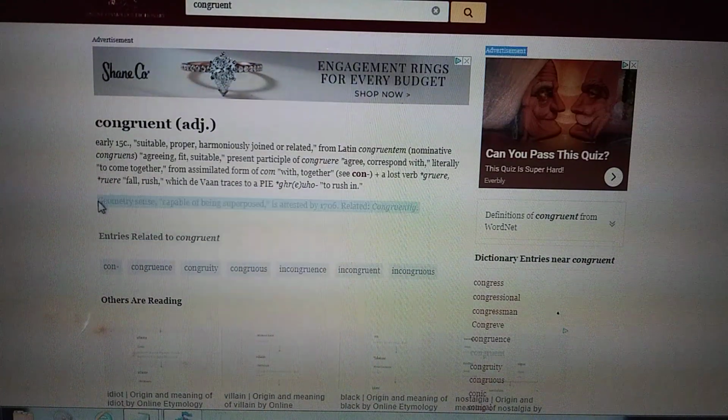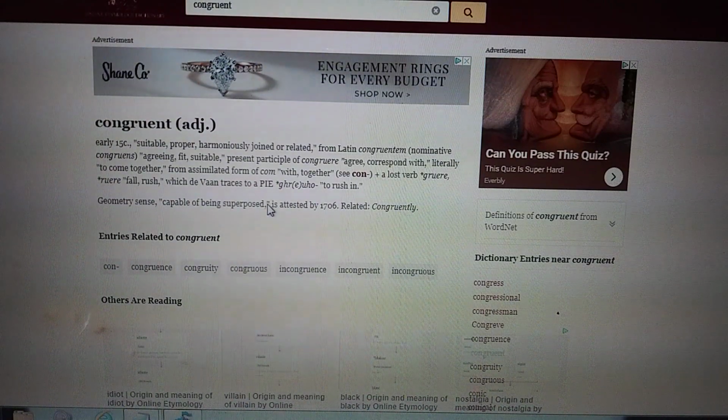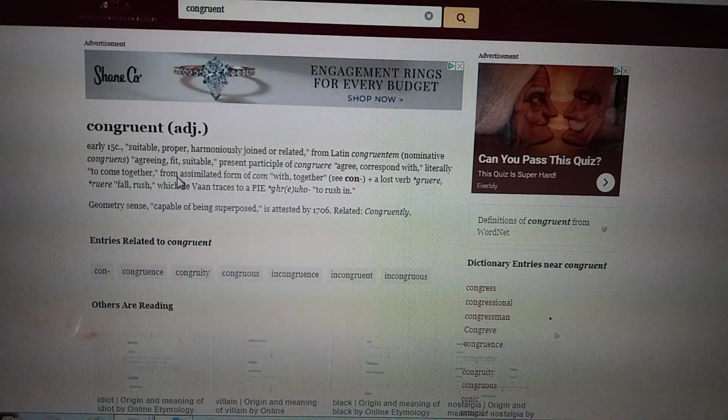Now, let's get some geometry, right? In the geometry sense, capable of being superposed. You know what I'm saying? What's the Superman pose, right? It's a text from 1706. All right, that's that hands on your hips, fist balled up, hands on your hips, chest sticking out. But when you dig on it, and I'm pretty sure you've dug on a backspin, you put your body in the shape of a star. All right? You're putting your body in the shape of a star.